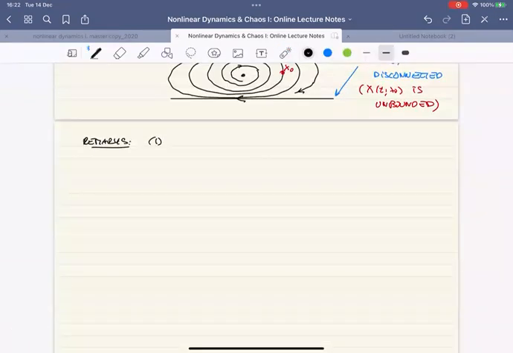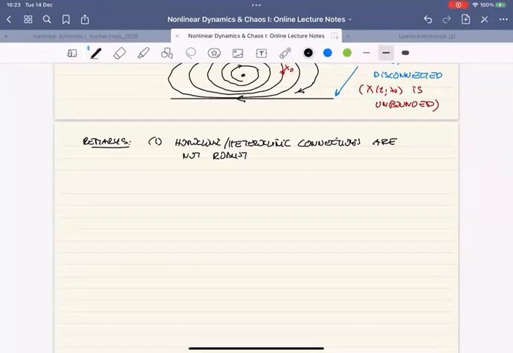So homoclinic, even though they are theoretically possible, these connections are not robust. Or I could say not structurally stable, which means that you will find arbitrarily close dynamical systems that do not have these connections. So we do not expect to see them, although they are in principle possible limit sets.